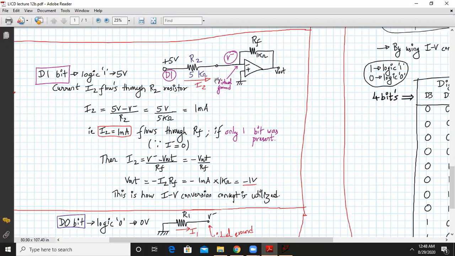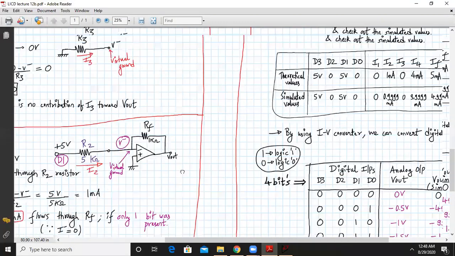And how can we write I2 also? I2 is the current flowing through this resistor RF also. I2 can be written as V minus minus V out upon RF. V minus is 0, so I2 will be minus V out upon RF. Hence my output V out will be minus I2 times RF, which will be minus 1 milliampere into 1 kilo ohm, that is equal to minus 1 volt. So again, this is how the I2V conversion is utilized.